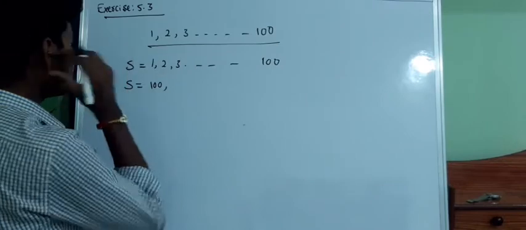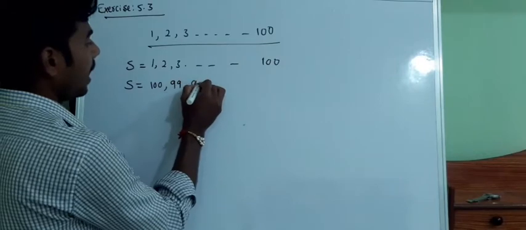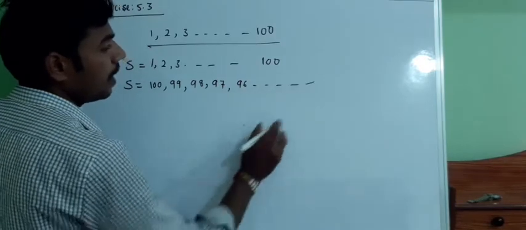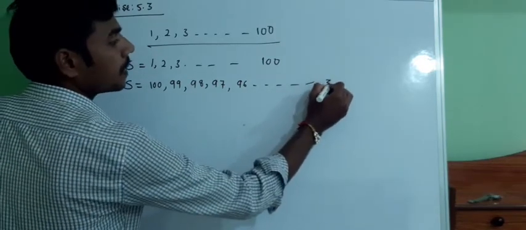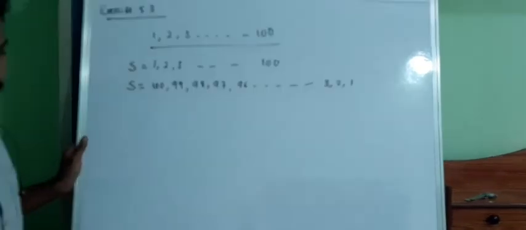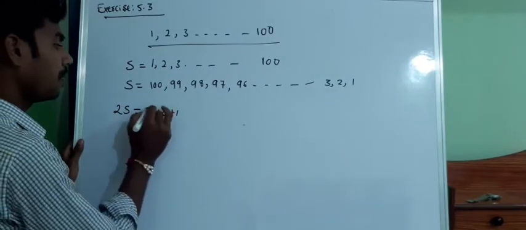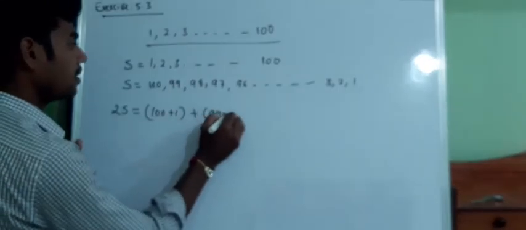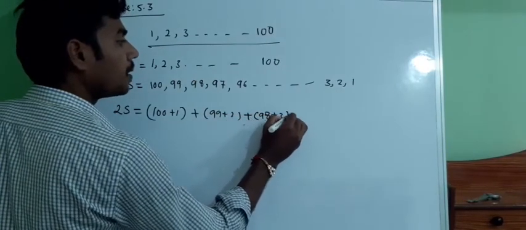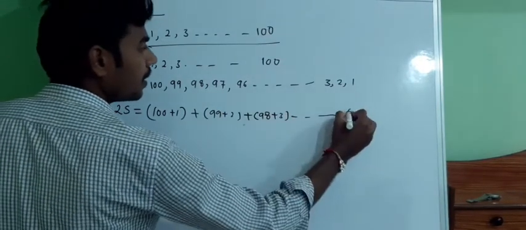100, 99, 98, 97, 96, so on till 3, 2, 1. It means the first term will become the last term and the last term will become the first term. So I am going to add the two series, that is 2S is equal to 100 plus 1, plus 99 plus 2, 98 plus 3, and so on up to the last term, which will be 1 plus 100.